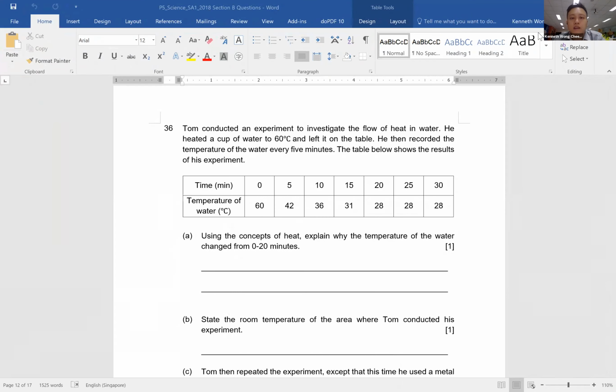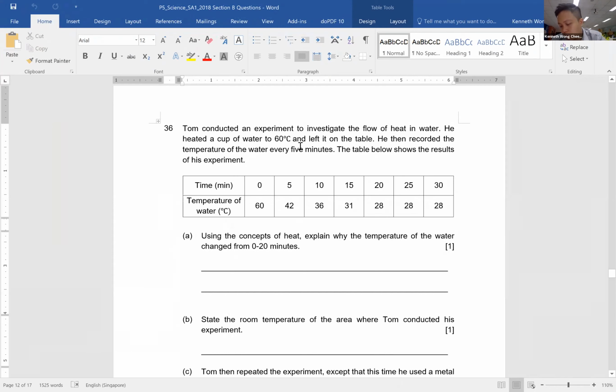All right. Tom conducted an experiment to investigate the flow of heat in water. He heated a cup of water to 60 degrees Celsius and left it on the table. He then recorded the temperature of the water every 5 minutes. The table below shows the result of his experiment.